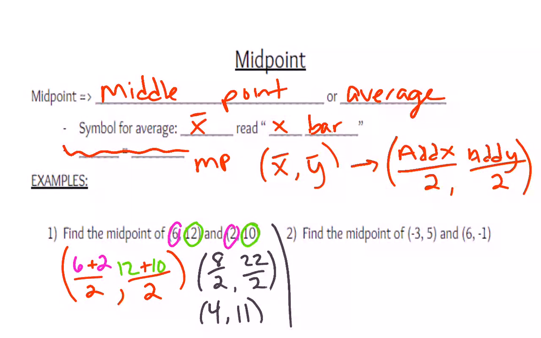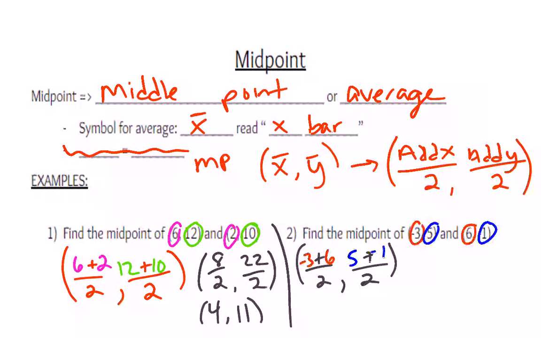Same thing with the next one. We just need to be careful with negatives. So if we're finding the midpoint, we're going to add, divide by 2, add, divide by 2. We're adding our x's because it's a point: negative 3 plus 6, and then your y's, 5 plus negative 1. Just watch signs on this particular problem. Negative 3 plus 6 is 3 over 2. 5 plus negative 1 is 4 over 2.